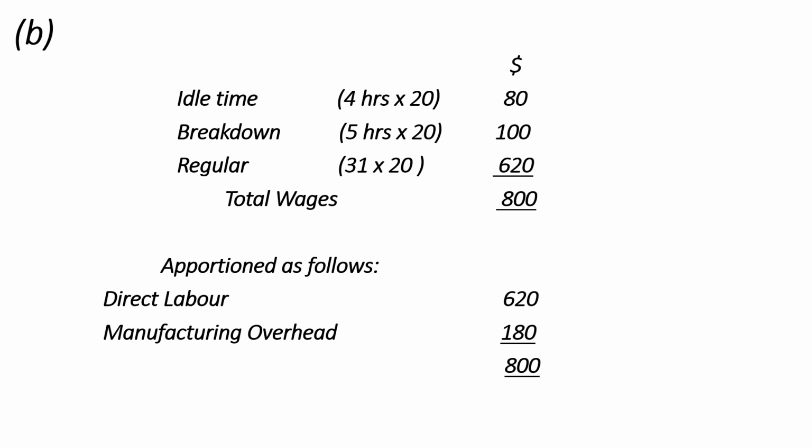The regular hours would be direct labor, like we said. The breakdown time and the idle time, we cannot charge the client for those. Therefore, it's going to be manufacturing overhead or indirect labor costs. That's 180, going back to the same total 800. Okay, so let's move on to the next part.